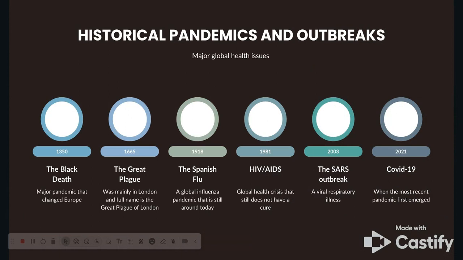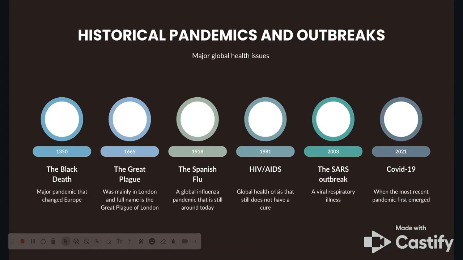These are just some historical pandemics and outbreaks globally. In 1350, there was the Black Death. It was a major pandemic that changed Europe. In 1665, the Great Plague happened, which was mainly found in London, and the full name is the Great Plague of London. In 1918, the Spanish flu happened.